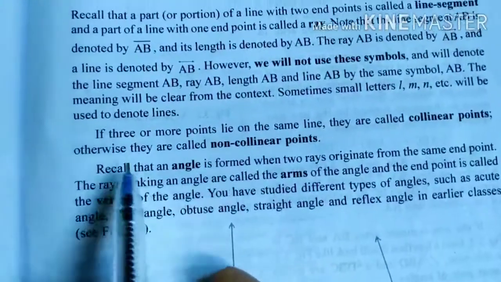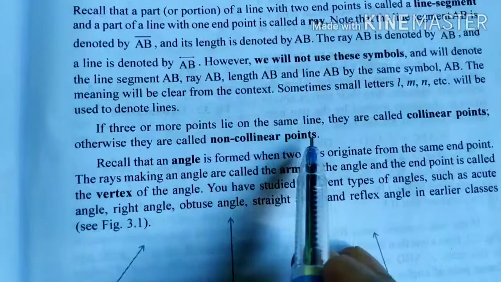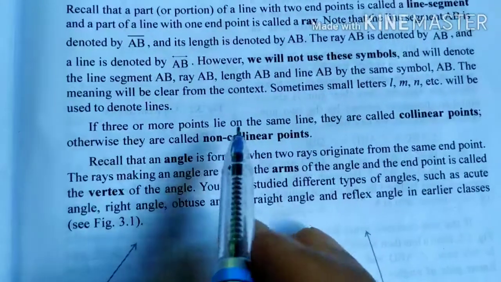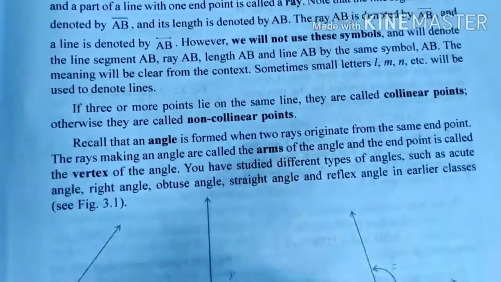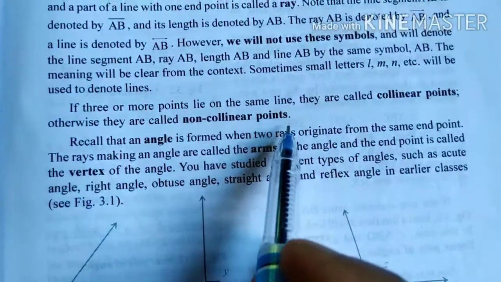If the 3 points lie on the same line, then those points are called collinear. Otherwise they are non-collinear points. Non-collinear means we cannot join all the 3 points using the same line. So that is about non-collinear points.